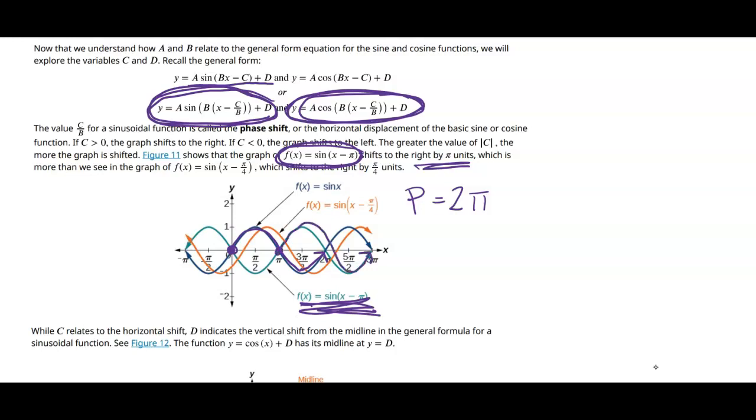If I was looking at sine of x minus pi over 4, again, my period is 2 pi. I didn't have any multiplier inside to change the period of that function. And now I need to move everything to the right by pi over 4. So notice it starts here and then makes its revolution there.